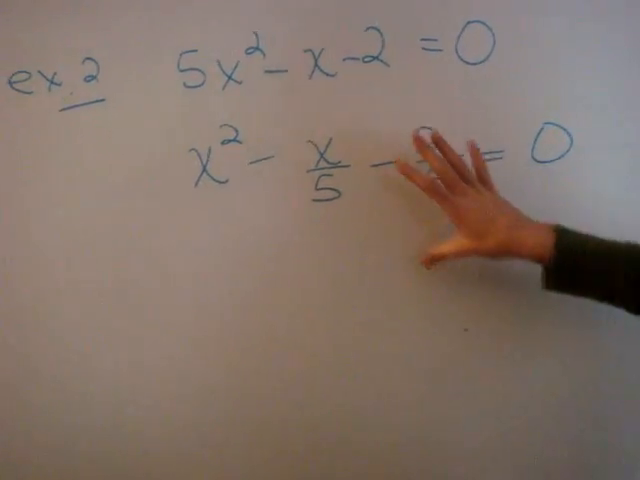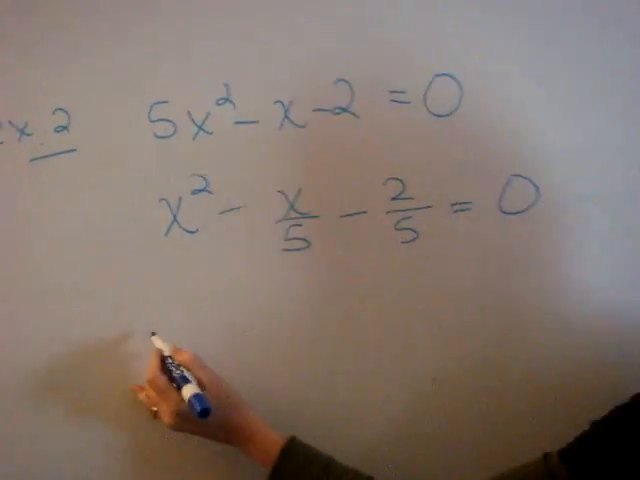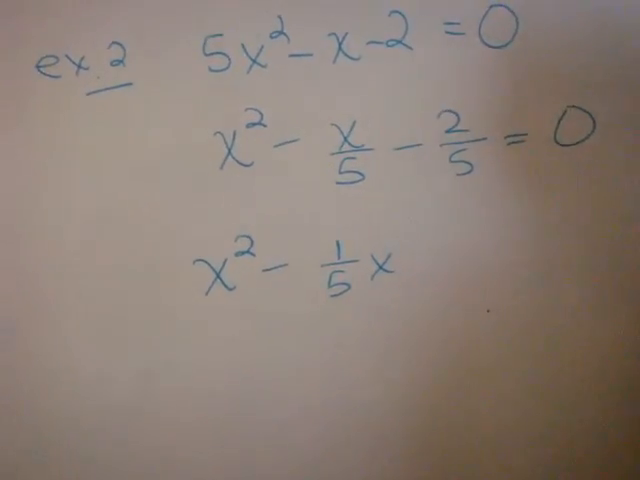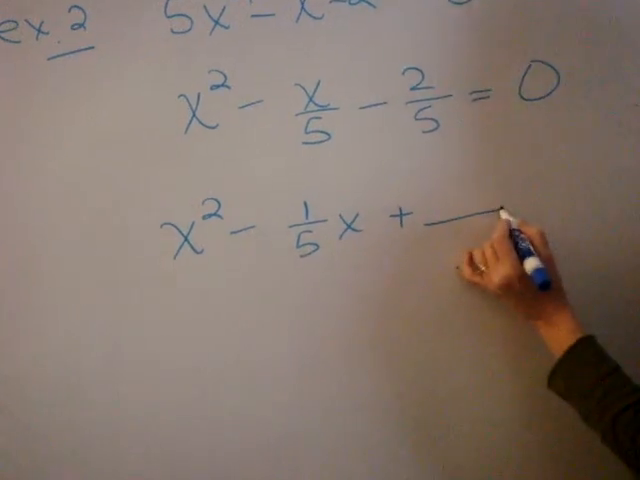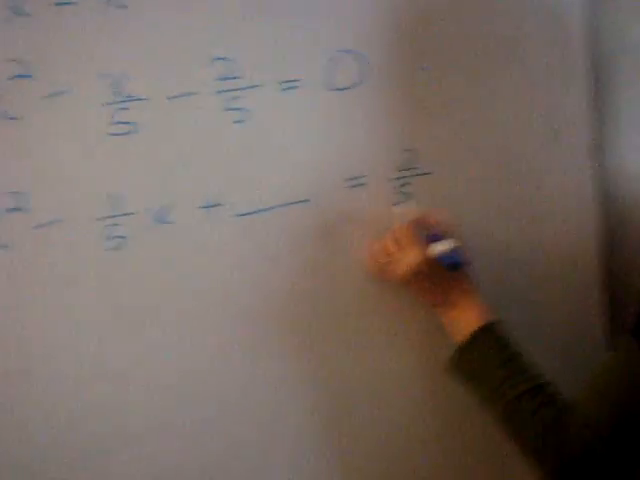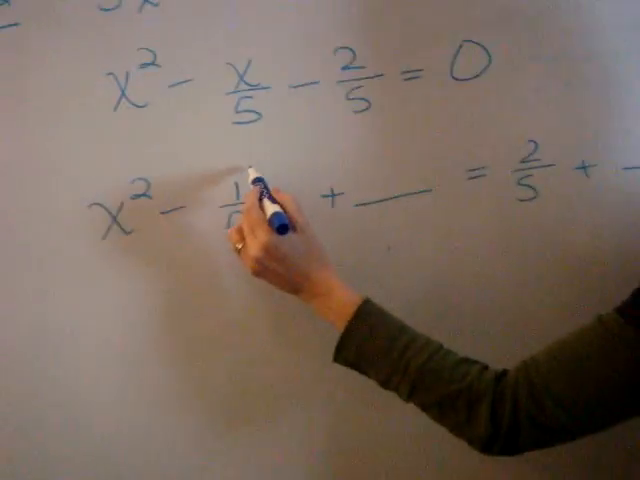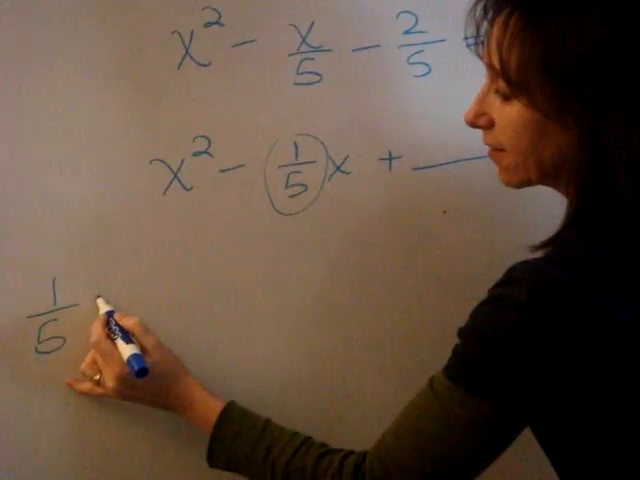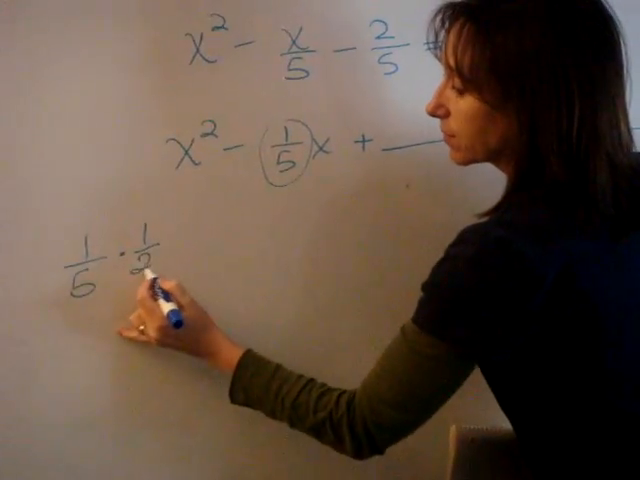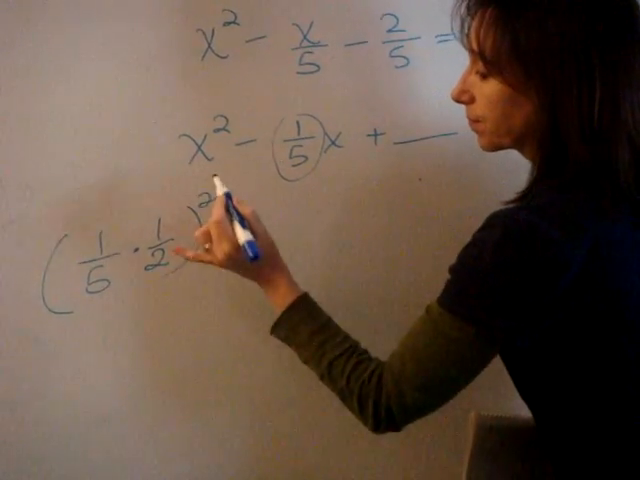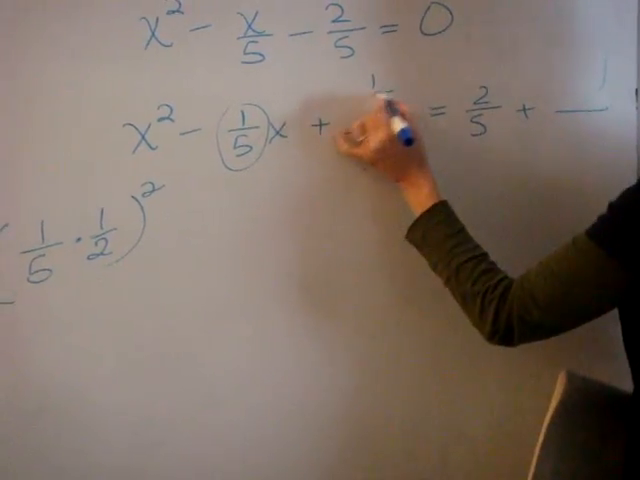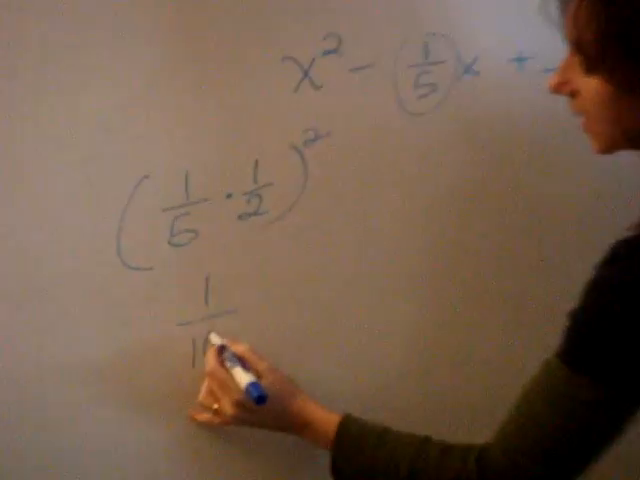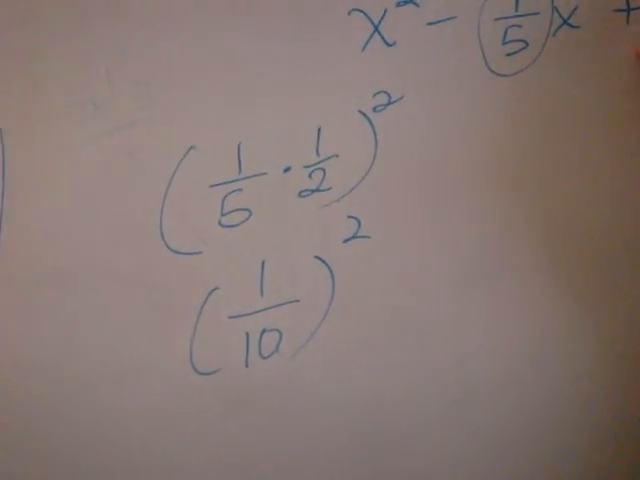Now we're going to complete the square. We're going to move the non-perfect square term to the other side. I'm going to make this 1/5 x, just so it's easier to deal with, plus blank equals 2/5 plus blank. We take the coefficient of the x term, we divide it in half by 2, which is the same as multiplying by 1/2, and square it. So we're going to get 1/100. Let me just write that out, 1/10 squared, which is 1/100.